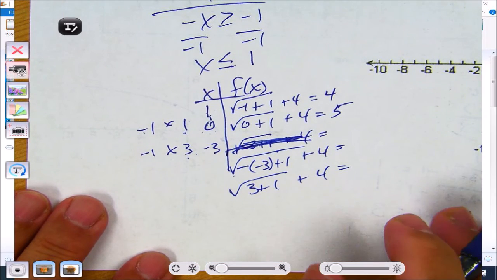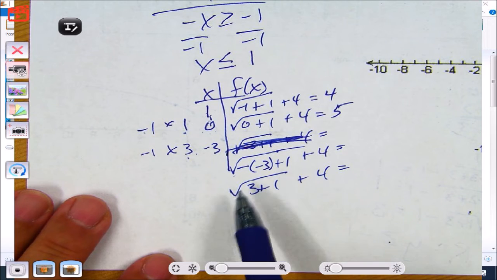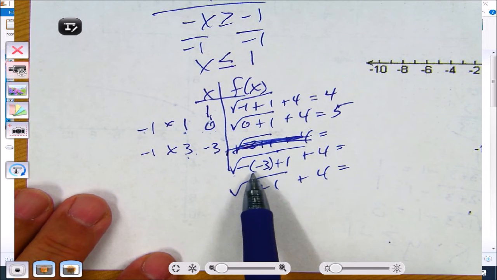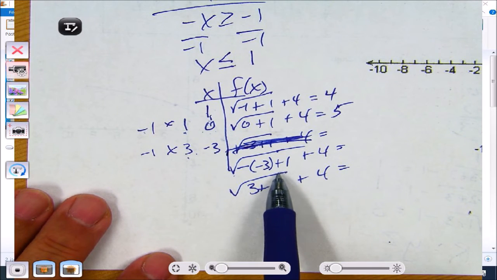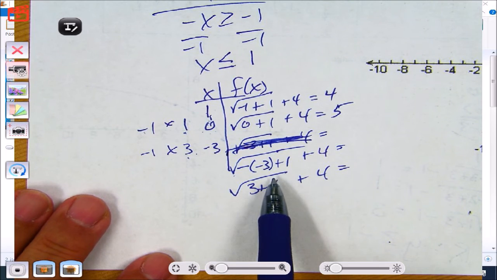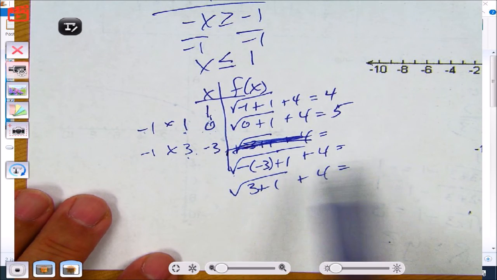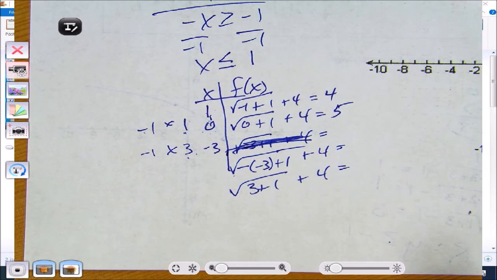Very easy. Here's the hint, though. If you put negative 3 plus 1 in the calculator and try to take the square root, you're going to get an error. Right, square root of negative 2 is going to give you an error.